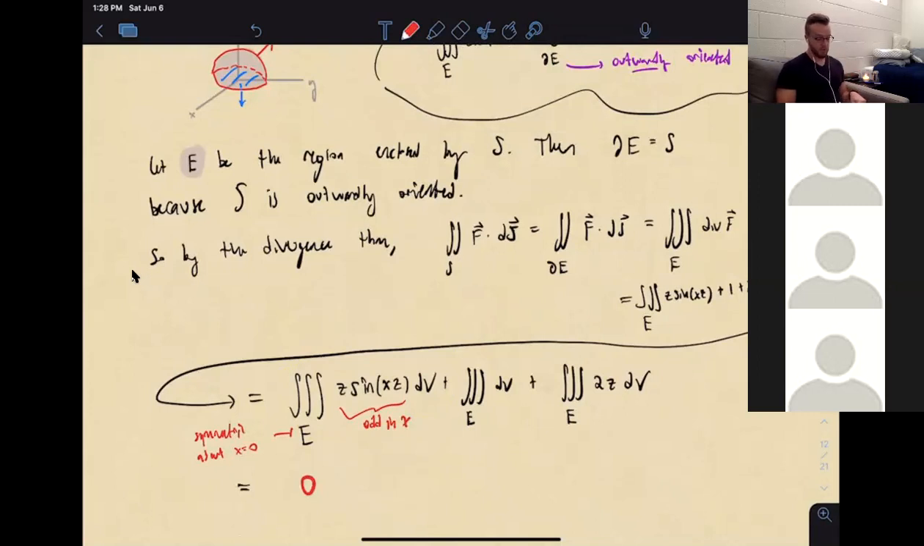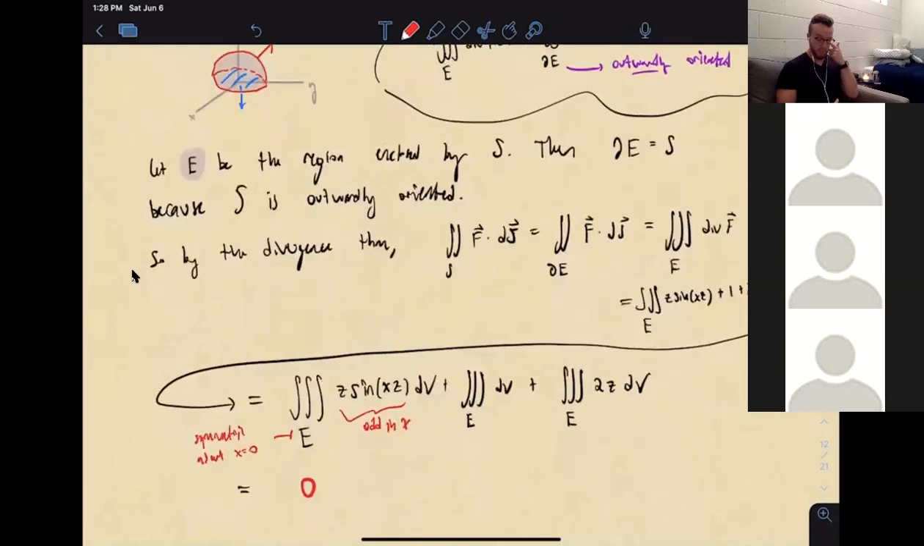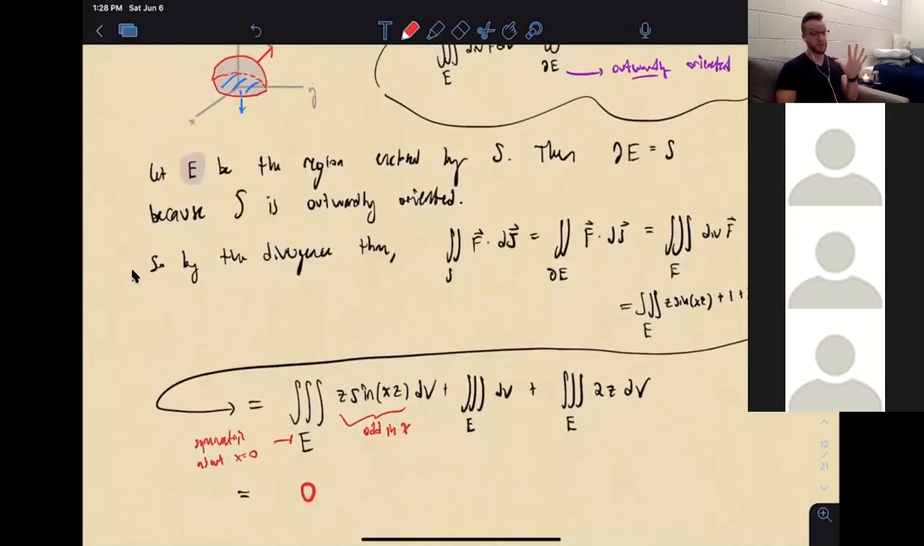Okay, let me make sure that makes sense to people. And this is good because if we had to actually integrate this, it seems like it would be kind of hard. Maybe not. I'm not sure. But the bounds make me feel a little uneasy. Anyway, that first one's 0. We don't have to do a whole lot of work there.